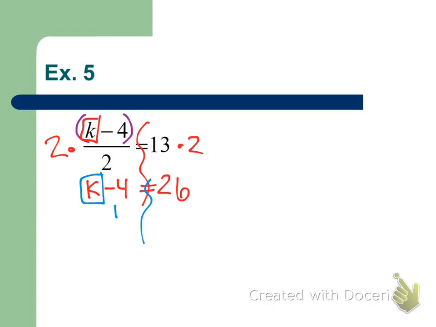Okay, now that there is not a denominator, we can refocus on that variable. And now is when we would add the 4 to both sides. And we would get k equals 30. Okay, so if you see something in a numerator, imagine there are parentheses around it, and that's what's going to have to happen last.